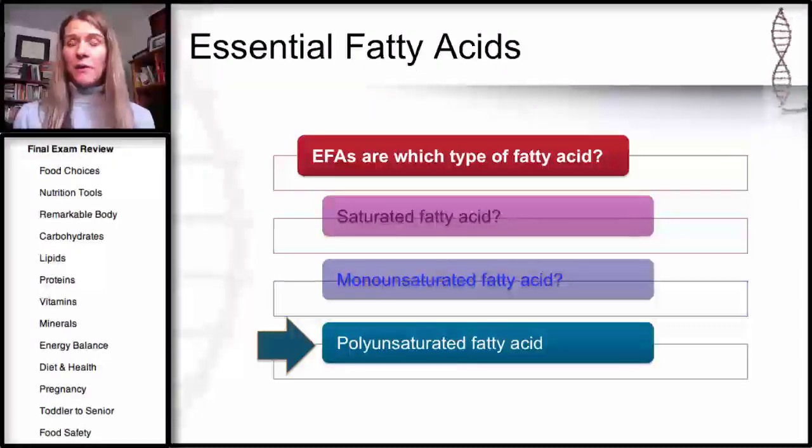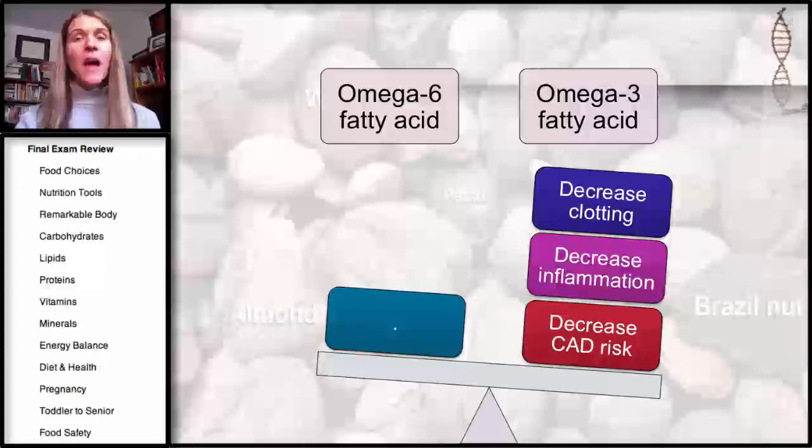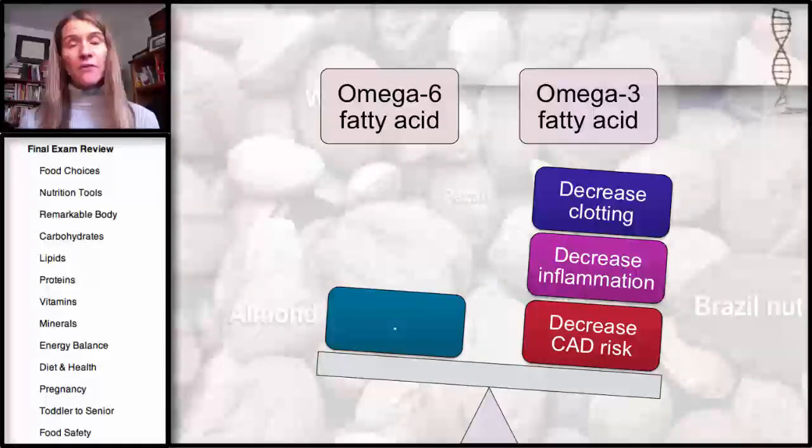Now, going back to our unsaturated fatty acids, we have our essential fatty acids. You're going to be asked on the final exam which type of fatty acids are essential fatty acids. Well, it's the polyunsaturated fatty acids, which give us our omega-3 and our omega-6 fatty acids. Those are our essential fatty acids. Omega-3 fatty acids have numerous health benefits. The ones I want you to know for the exam are to decrease clotting and decrease inflammation, which then will decrease the risk of heart disease.